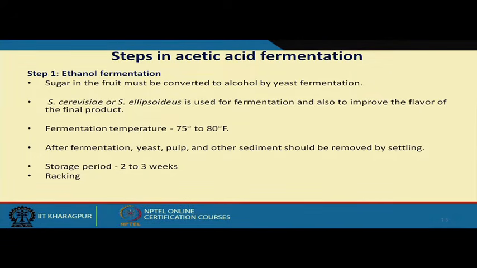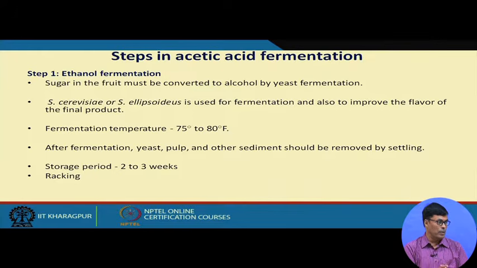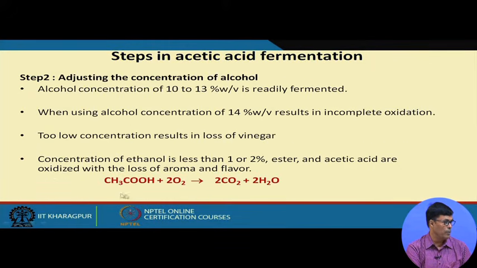Now, as to the steps involved, the first step is the ethanol fermentation process, where the sugar is converted to ethanol with the help of Saccharomyces cerevisiae or Saccharomyces ellipsoideus, and we maintain the temperature at 75 to 80 degrees Fahrenheit. After fermentation, yeast pulp and other sediments should be removed by settling and storage for 2 to 3 weeks. Then racking is also a kind of clarification process.